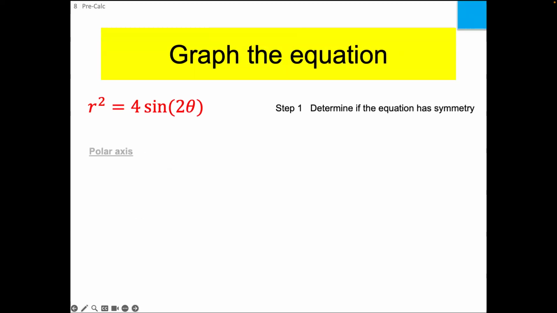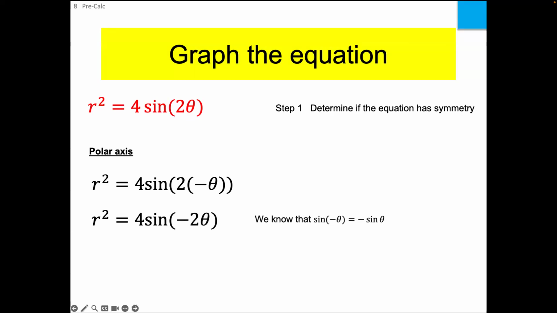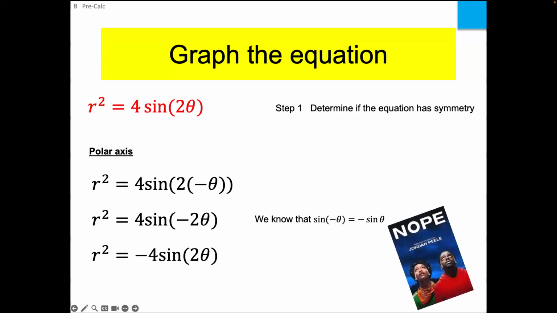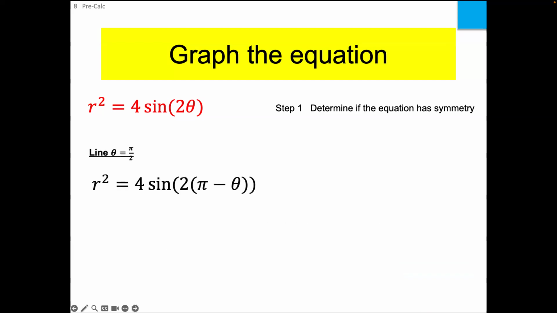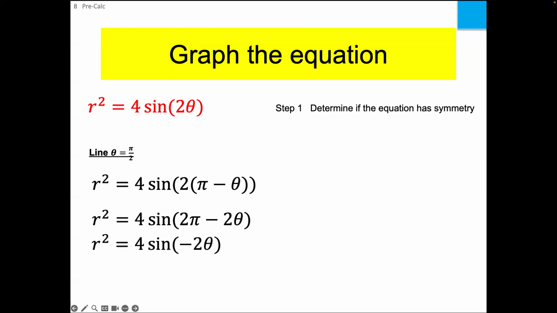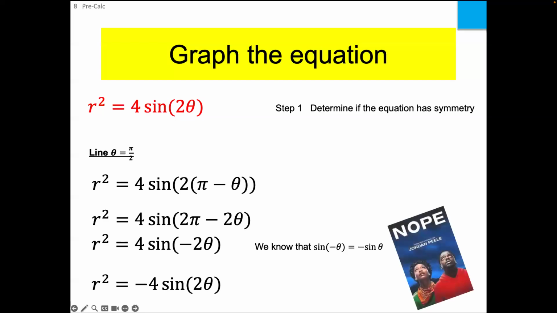All right. So determine the symmetry. Here we go. Negative on the inside of the sine. Negative. So no bueno there, right? What about this? Same trick again. Distribute the 2 and we get 2 pi minus 2 theta. So the 2 pi goes away. And then we got a negative. So once again, we got to bring the negative to the front. So that's no good. Well, we better hope the last one works.